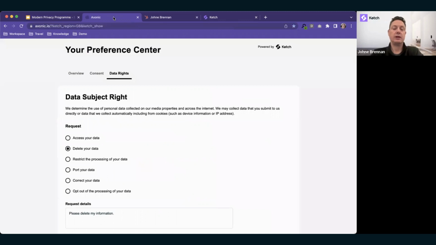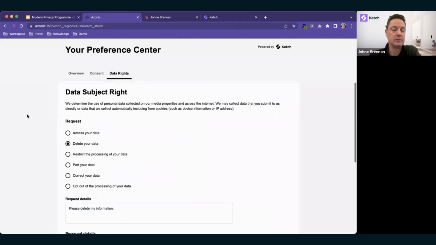So what I want to run you through now is a demonstration of what that looks like. I'll start with the data subject's perspective: what do they see? What you see in front of me is what you might typically see, where somebody has to fill out a form, provide the information, and select the type of right.